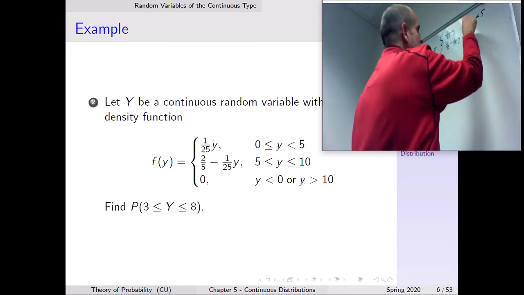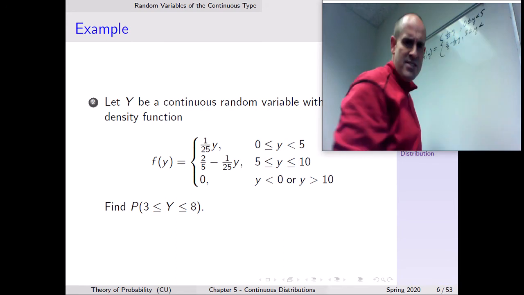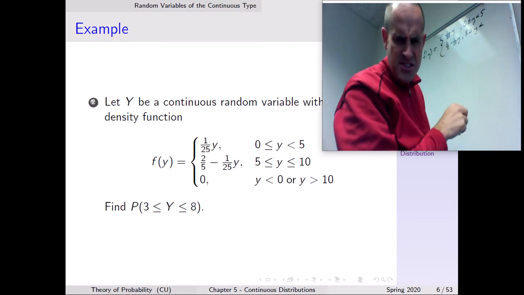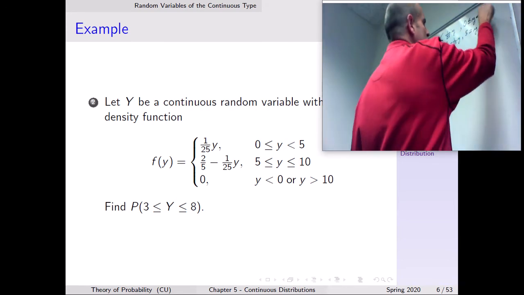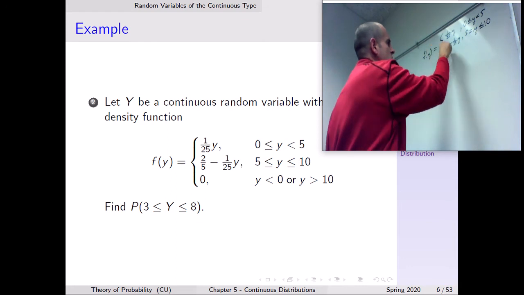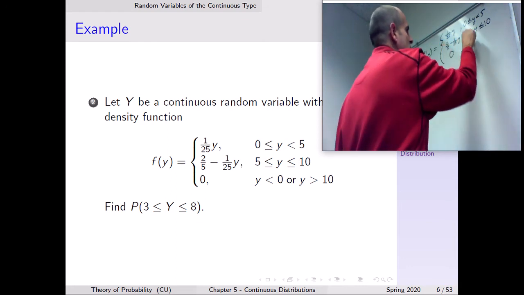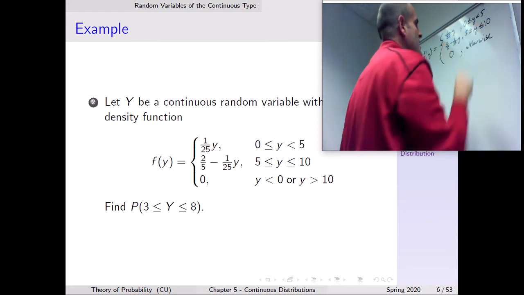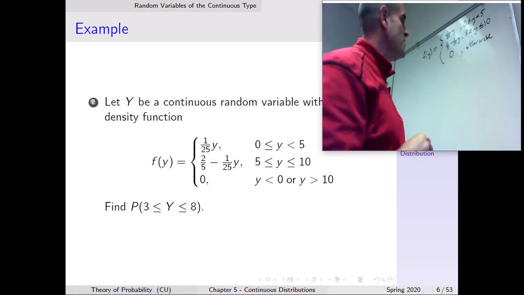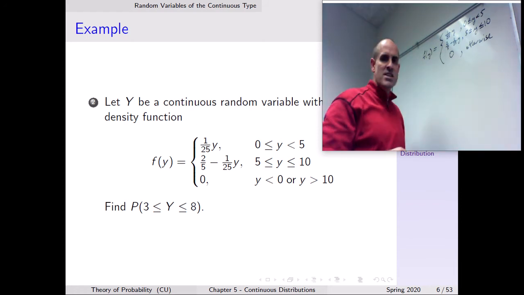If 5 is less than or equal to y is less than or equal to 10. And then the other part is just saying it's 0 otherwise. So if you're outside of the interval from 0 to 10, this density is equal to 0.